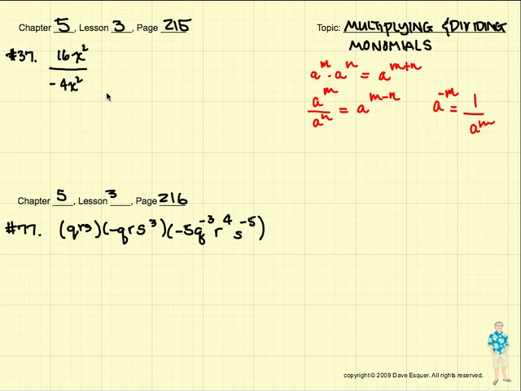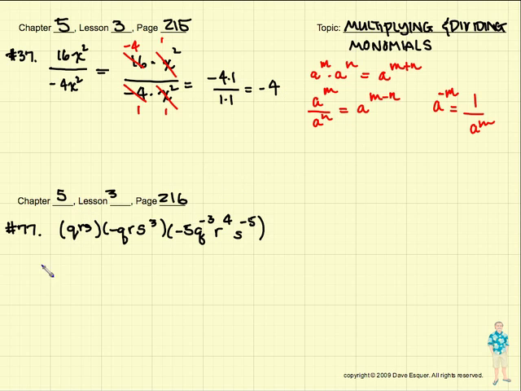Let's get started with number 37. We have 16x squared divided by minus 4x squared. Remember, you can always break these up into little pieces because these are commutative things. So we have x squared divided by x squared. Well, we can definitely cancel those out, so that's going to be like a 1 over 1. And 16 divided by -4 turns out to be -4. So our answer for this one is -4 times 1 on the numerator, and on the denominator we have 1 times 1, so just plain old -4.